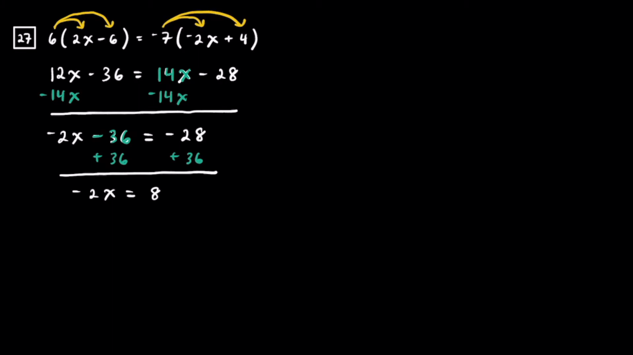Next, we want x alone, so we have this negative 2 as a coefficient. We can divide by negative 2 and divide by negative 2 on the right side, so we get 1x, or just x, equals negative 4. That would be the solution here.